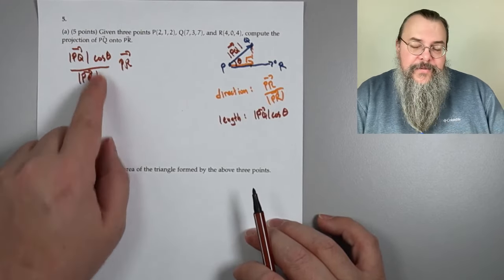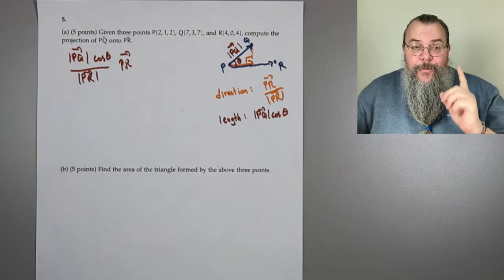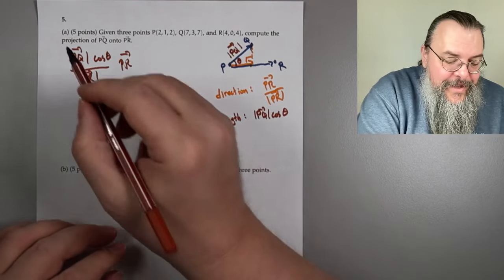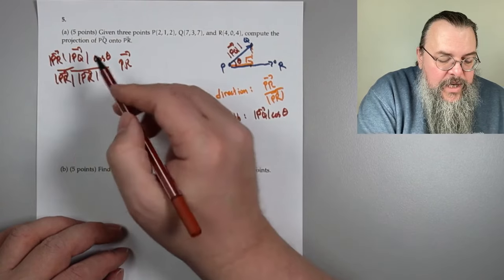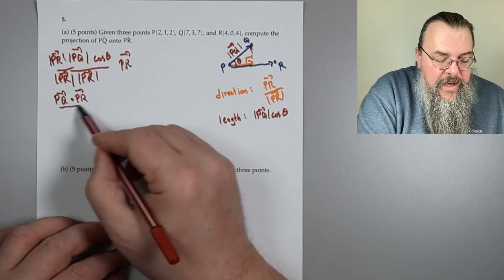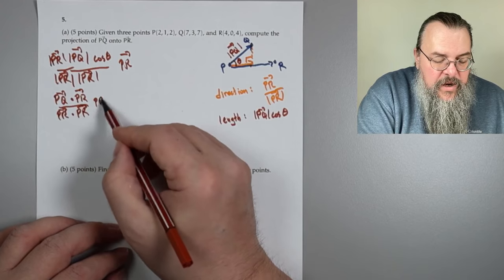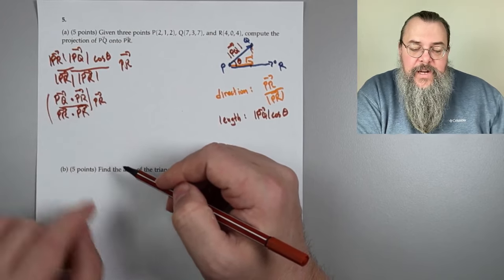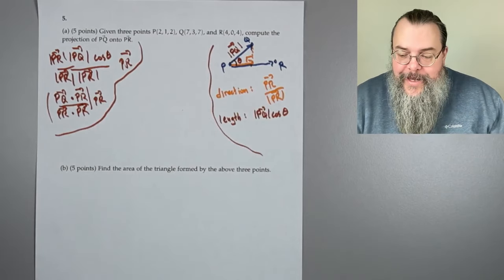But this seems annoying, because how do you find cosine theta? I remember there's something with cosine. What is it? Well, cosine is related to the dot product. And in particular, if you multiply both top and bottom by the magnitude of PR, at the top it's a dot product, PQ dot PR. The bottom is actually a dot product as well, PR dot PR, and then times PR. So we need to compute these two dot products and multiply by the original vector PR. So let's go ahead and work that out.